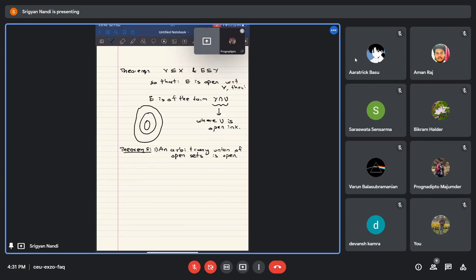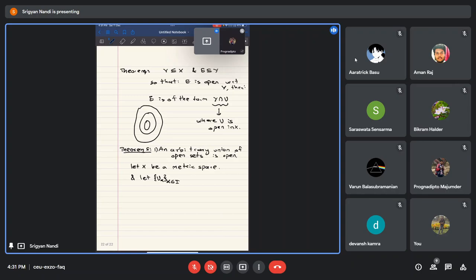So let X be a metric space. When I say arbitrary union, it doesn't have to be a union of U1, U2, U3. It could be an uncountable union. It could be a union of any cardinality. So it's not necessary that our open sets will be of the form U1, U2, U3. It will be of the form U alpha, indexed by alpha, where alpha lies in some indexing set I.